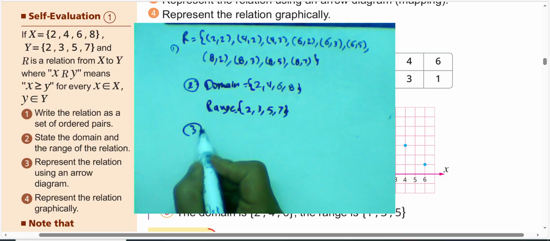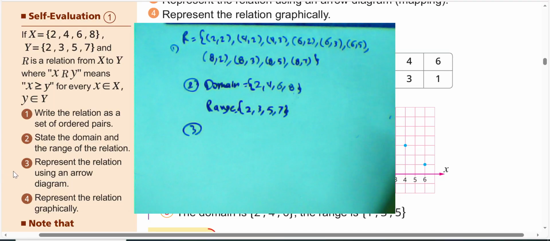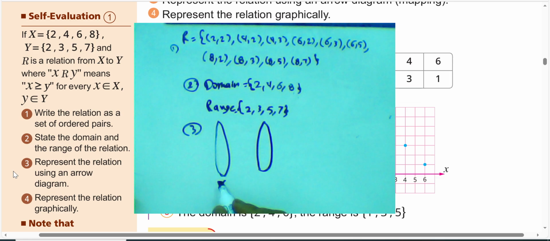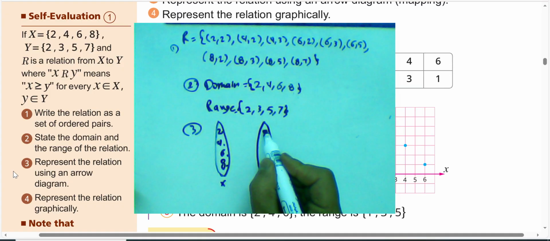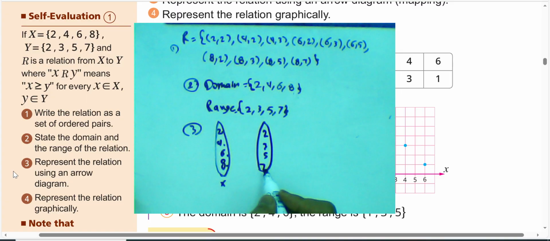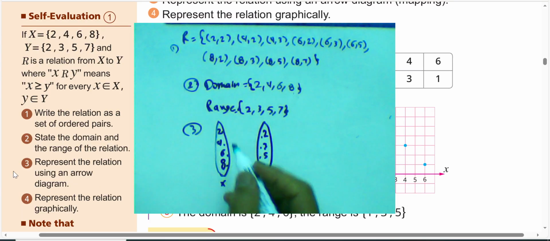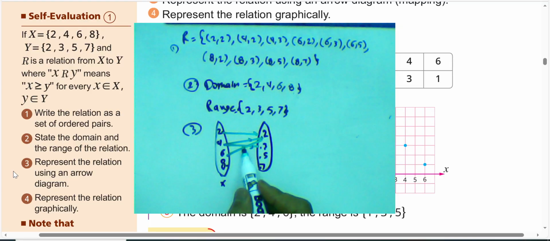Number 3, represent the relation using an arrow diagram. We can draw an arrow diagram like this, with the first set and the second set. The first set here we call x. x has 2, 4, 6, 8, and the second has 2, 3, 5, 7, and then we join from each point to its image, like 2 to 2 only, okay. 4 greater than or equal to, 6 greater than or equal to, and 8 greater than or equal to 2, 3, 5 and 7. Okay, this is question number 3.